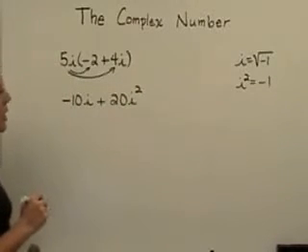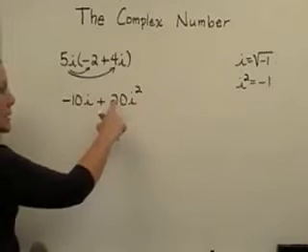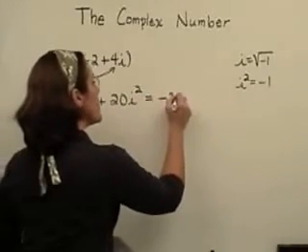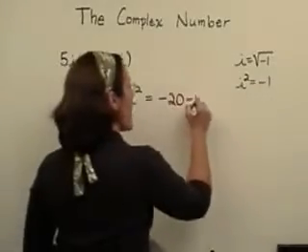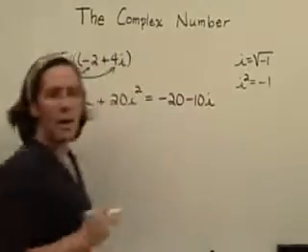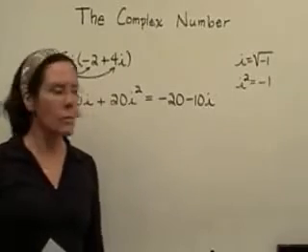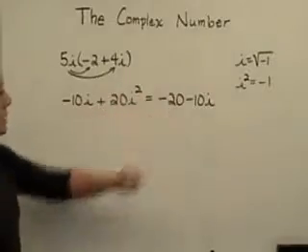And finally, all I'm going to do now is replace this i squared with a negative 1. And 20 times a negative 1 is a negative 20. Now I'm going to put that term in front because I like my real term first. I'm going to put my imaginary term in the back, the minus 10i, and I'm done. You've got to remember, though, that whenever you see i squared, you must replace that with a negative 1. Basically drop it off, change the sign.